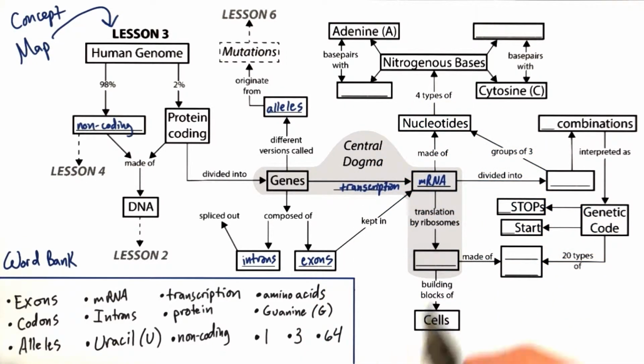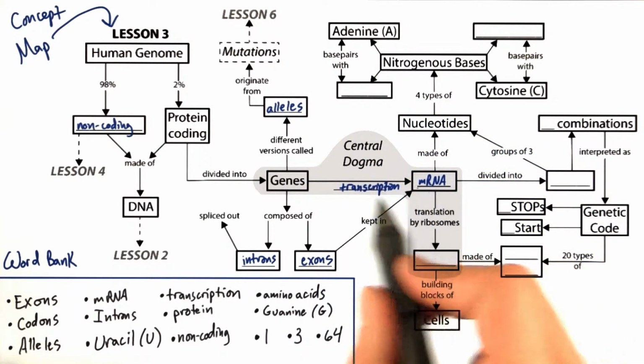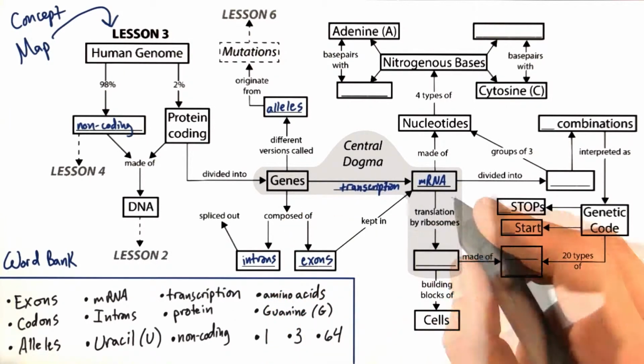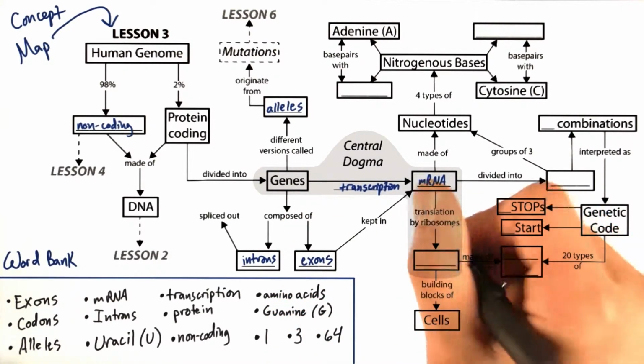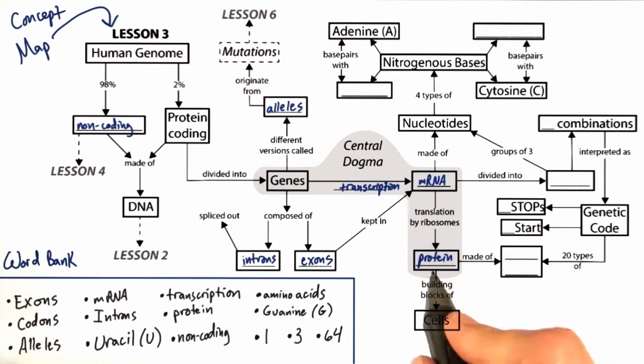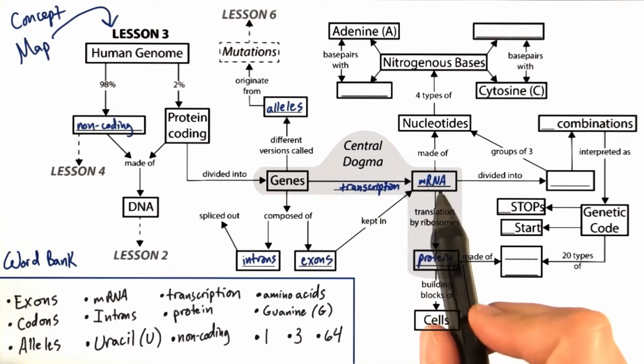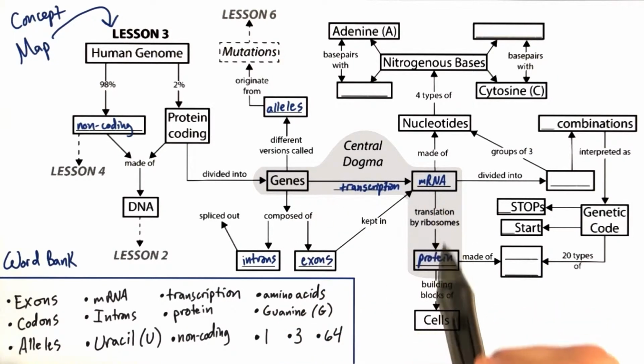Now, once you have an mRNA transcribed from the DNA gene, it's going to be translated by ribosomes into protein. And proteins are the building blocks of cells. And this central process of genes to RNA to protein, or DNA to RNA to protein, is called the central dogma.